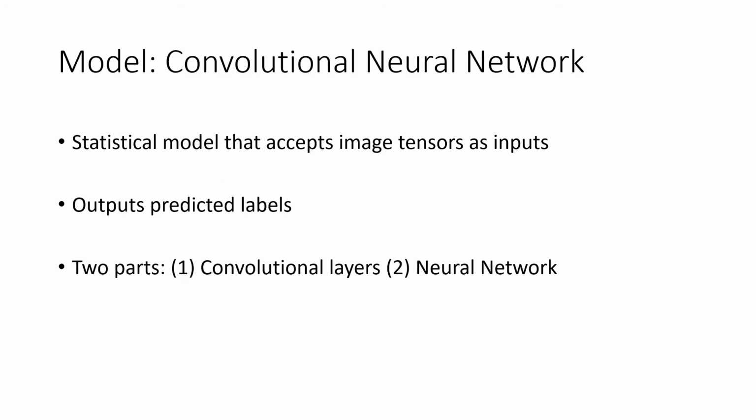And finally, the model that we used is a convolutional neural network, as the title would suggest. It's a statistical model that accepts image tensors as inputs and outputs predicted labels.